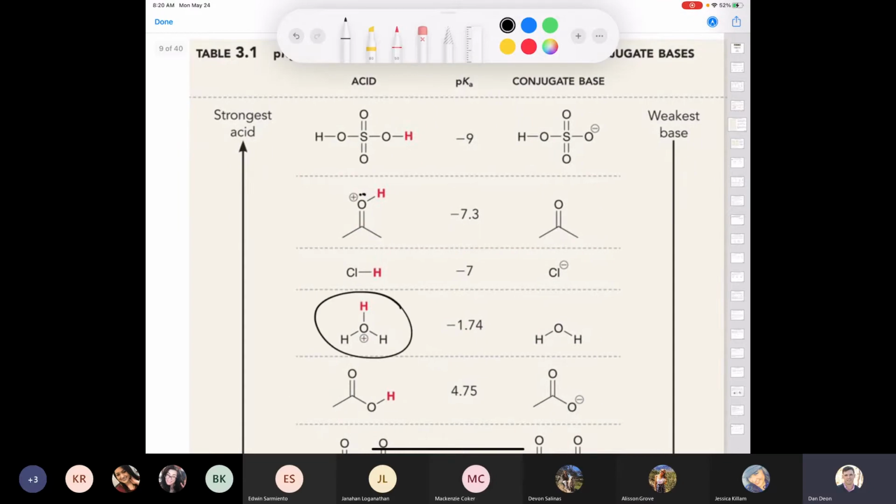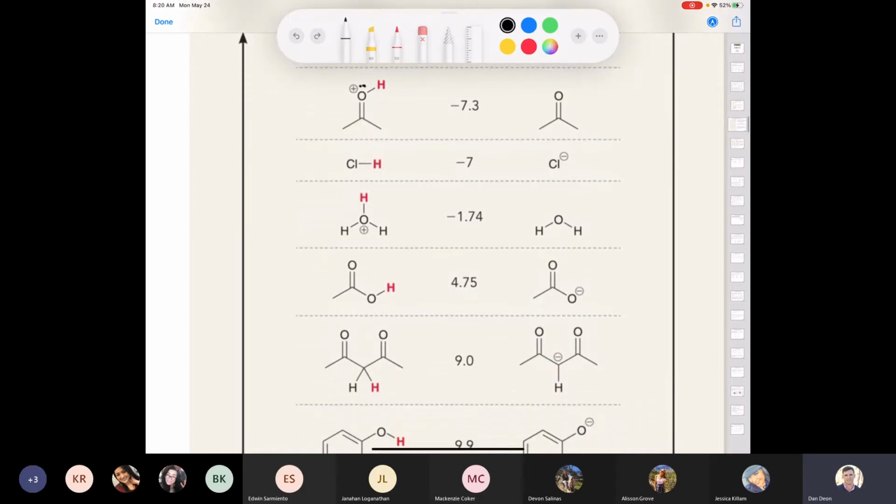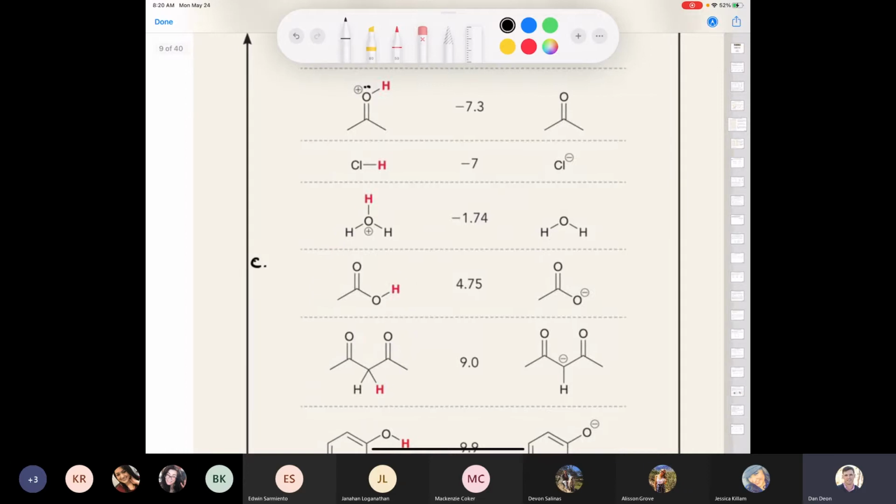The next one is hydronium, H3O+, which has a pKa of -1.74. Most of the time, I'll probably just say -2, or maybe -1.7. I don't go down to the hundredths place a whole lot. The next one is acetic acid. Notice that this is a carboxylic acid. Generally speaking, a carboxylic acid, not always, but a lot of the time, will have a pKa of around 5-ish. 4.75 is close enough to 5. So acetic acid, and of course, you see the conjugate base.